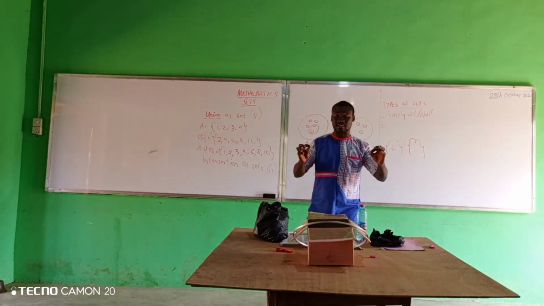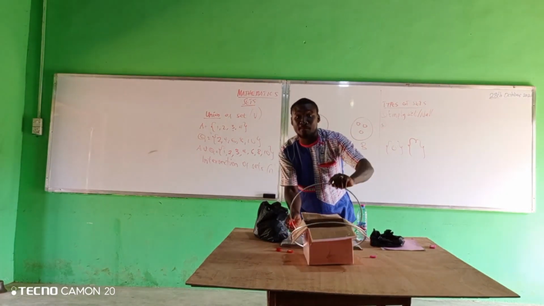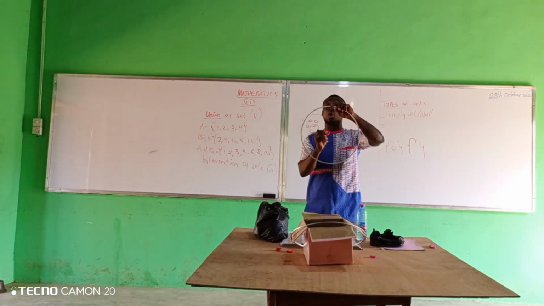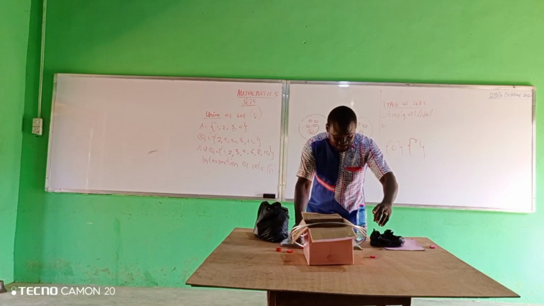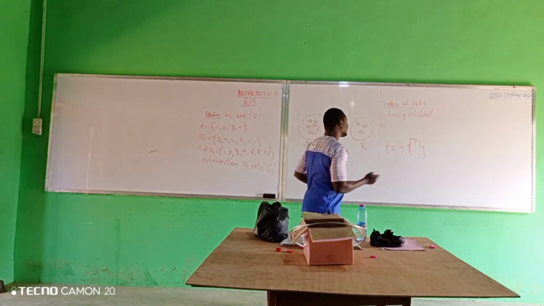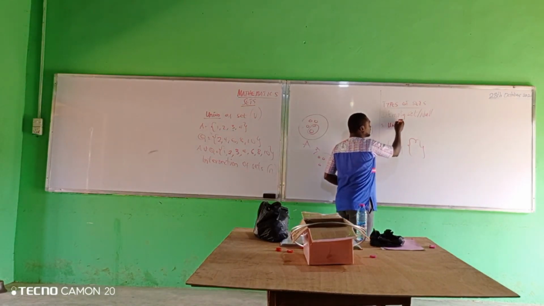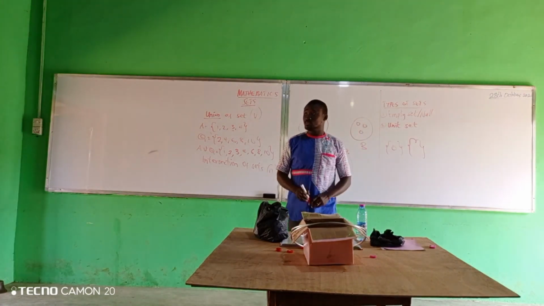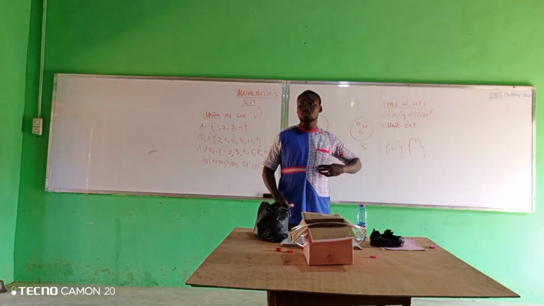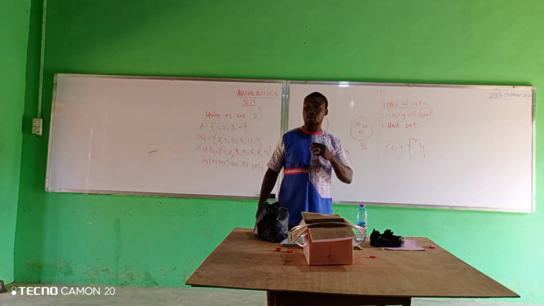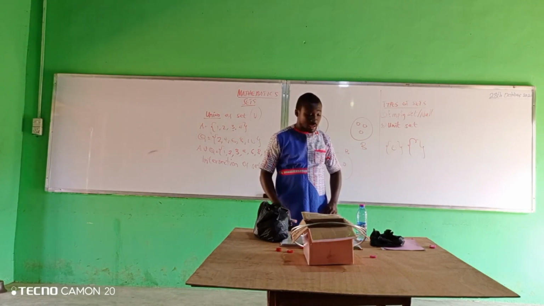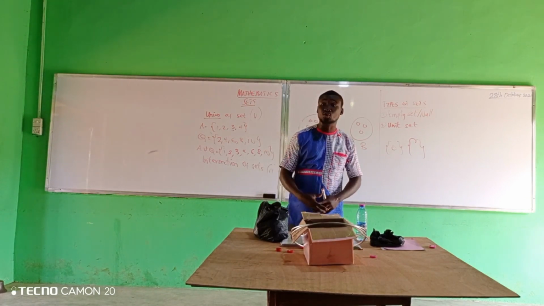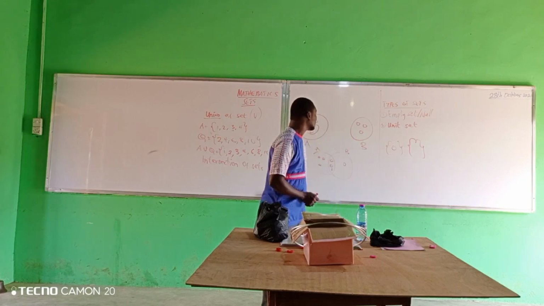Now, a set with one member or one element is called a unit set. Your class? Unit set. Again? Unit set. Now, let's move on to another type of set.